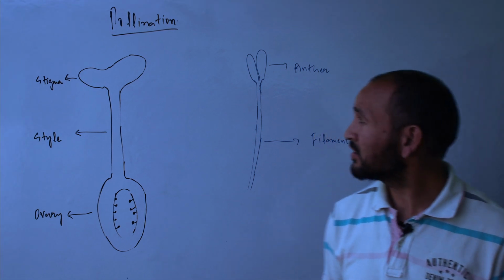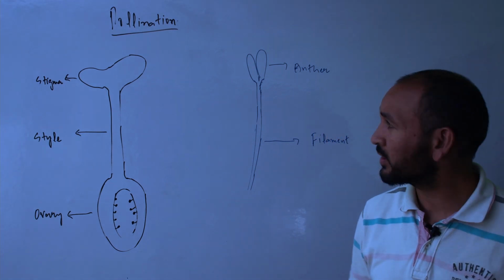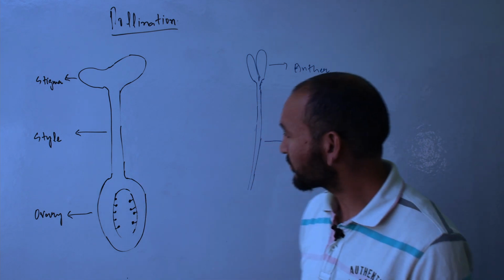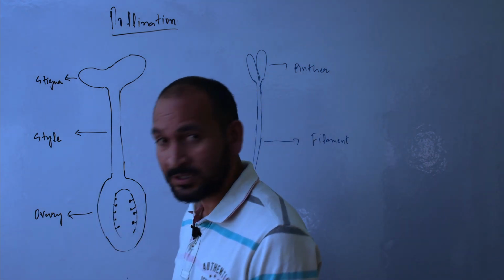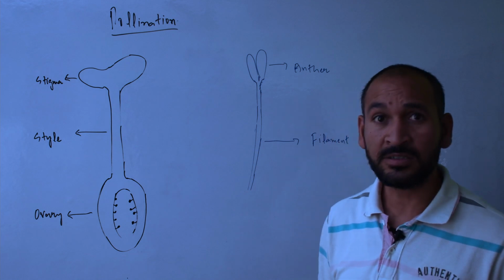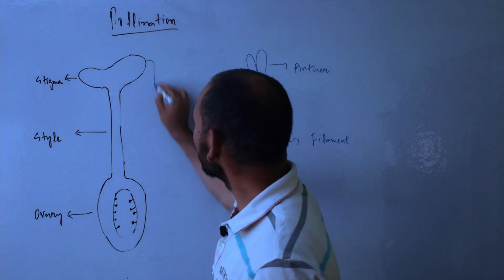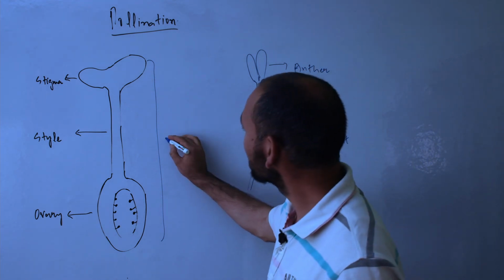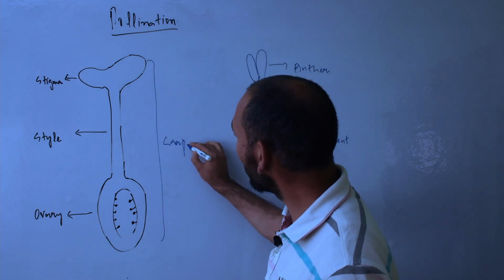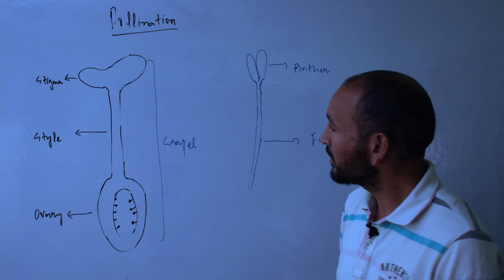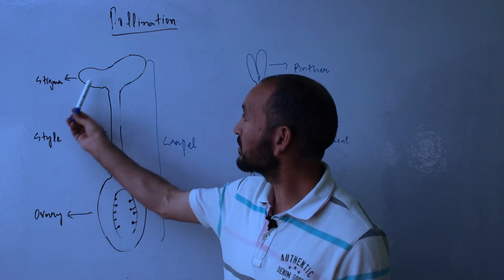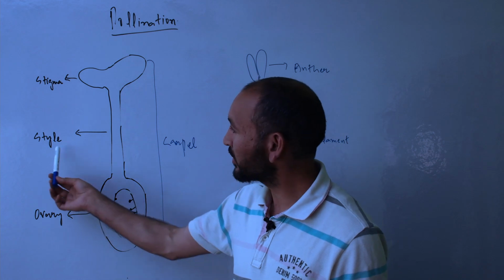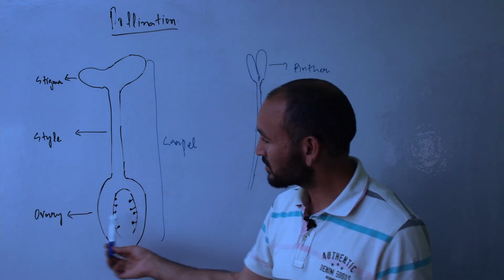Dear students, let's learn about pollination today. We all know that a flower, in case of plants, this is the female reproductive part and we call it carpel. It consists of three parts: the stigma, then this long stalk, we call it style, and this is the ovary.